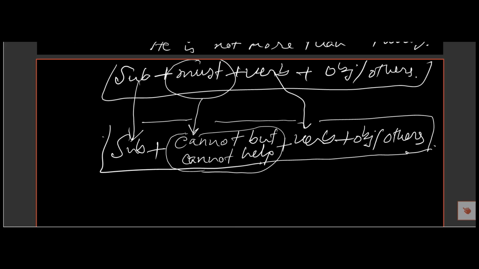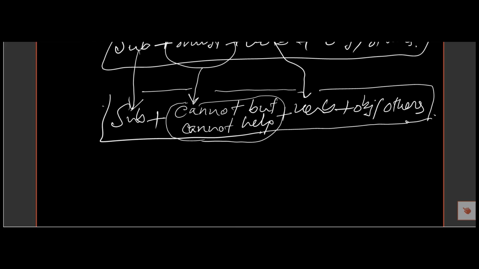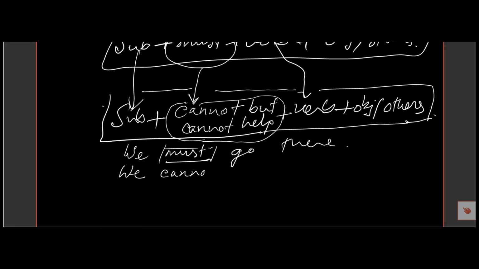And here is an example: We must go there. And the negative is: in lieu of "must" we must write "cannot but." We cannot but go there.